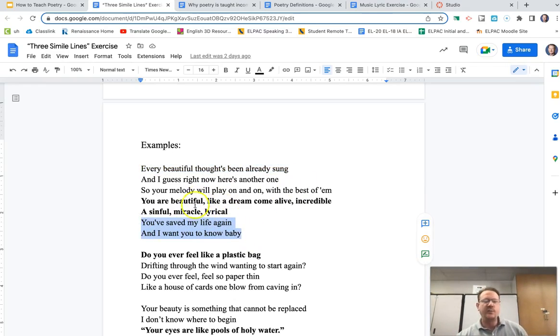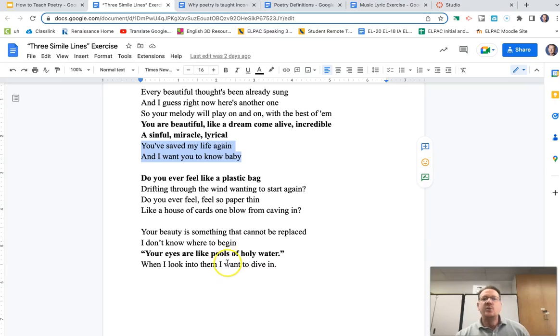So I tell the students you can put the simile in the middle. You can put the simile at the beginning: "Do you ever feel like a plastic bag?" And then explain it. Well, what do you mean? "Well, drifting through the wind, wanting to start again," etc. That's Katy Perry. Or you can put it towards the end: "Your beauty's something that can't be replaced. I don't know where to begin. Your eyes are like pools of holy water. When I look at them, I want to dive in."